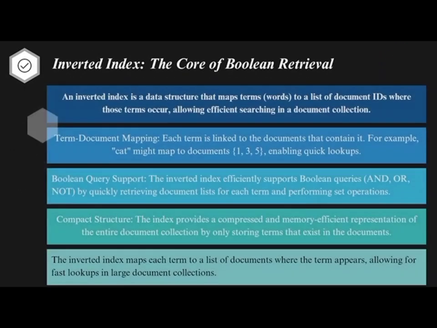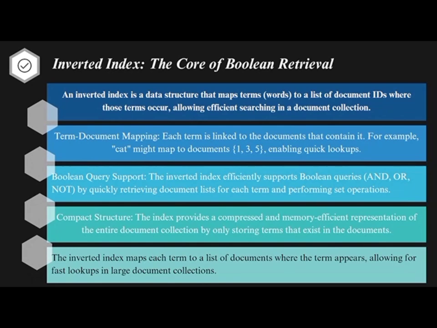Okay, now let's see what is an inverted index. It is a data structure that links the terms to a list of the document IDs where those terms appear. This structure allows efficient searching across a collection of documents. The second thing is term-document mapping. Each word is mapped to the documents that contain it. For instance, the term cat could be mapped to the document numbers 1, 3, and 5, allowing the system to quickly find those documents when you search for the cat.